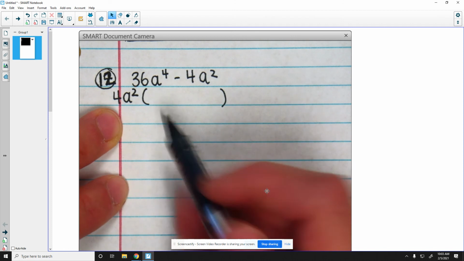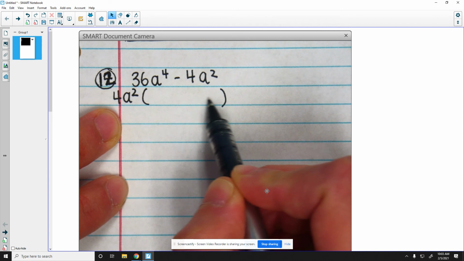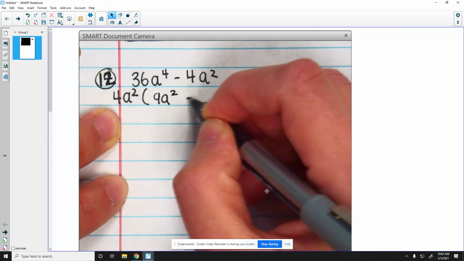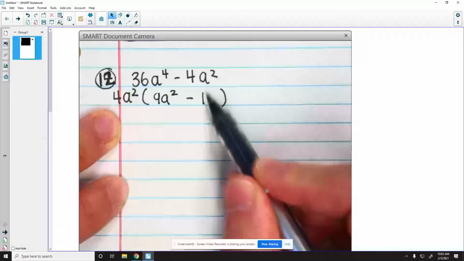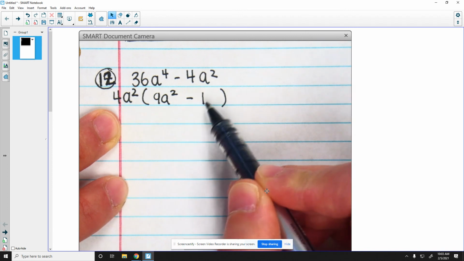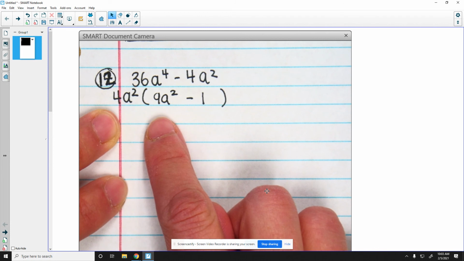Okay, sorry, online kids, what's left over in here? 9a squared minus 1. Thank you for saying minus 1. It's not just 9a squared and then blank, right? If you have 4a squared, you took out a 4a squared. If there's nothing left over, you still put a 1. Okay, now what do I do?